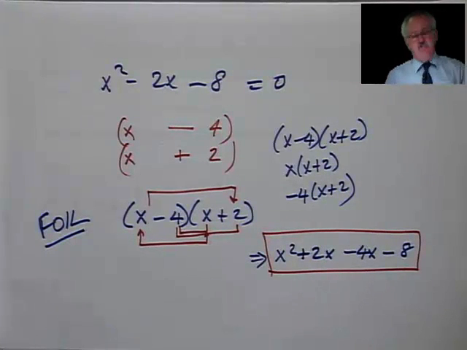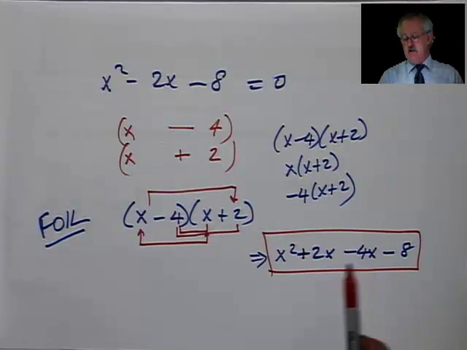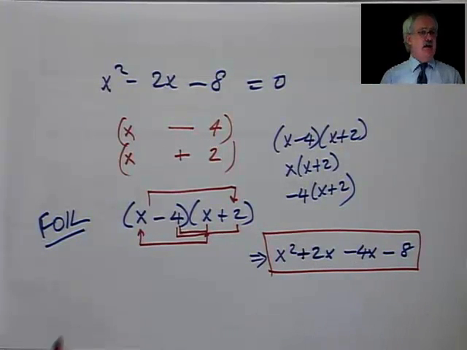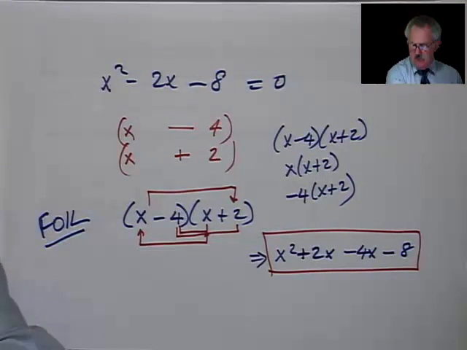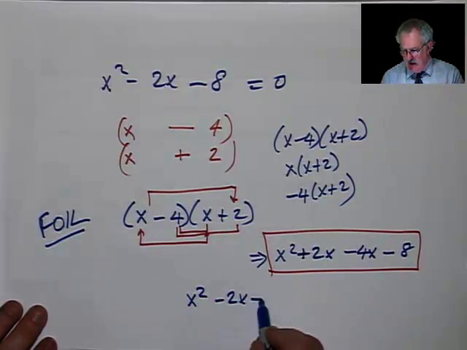But looking at that, these are the same types of terms: 2x and minus 4x. It's like 2 bananas and 4 bananas. It's like collecting them together. They're the same thing. So you may as well call that x squared minus 2x minus 8.